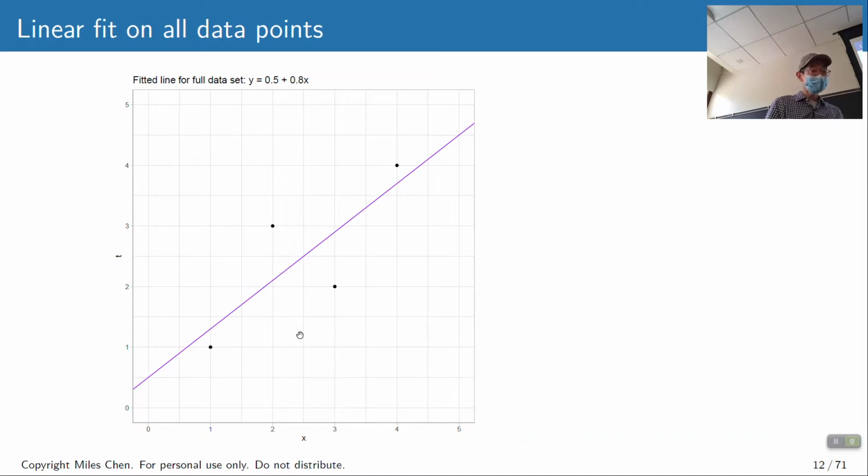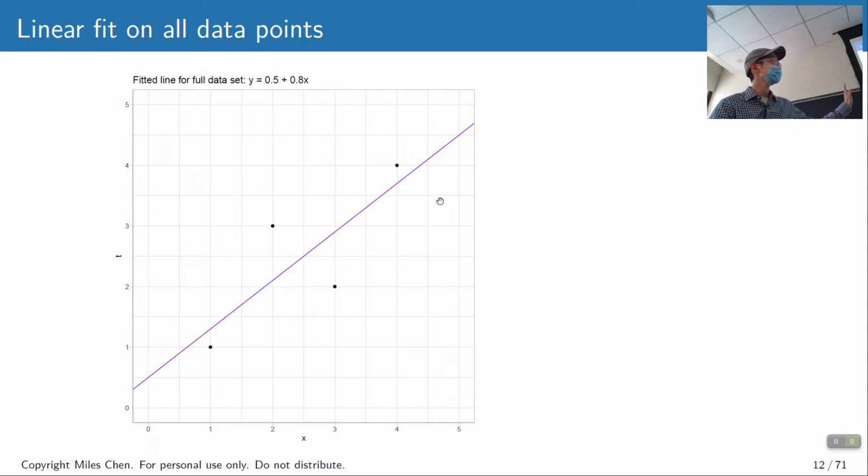So let me just show you. This is the full data set, 1, 2, 3, 4. If we were to fit a linear regression line to the full data set, this is the line we would get. We would get an intercept of 0.5 and a slope of 0.8. Okay, so this is the data set.